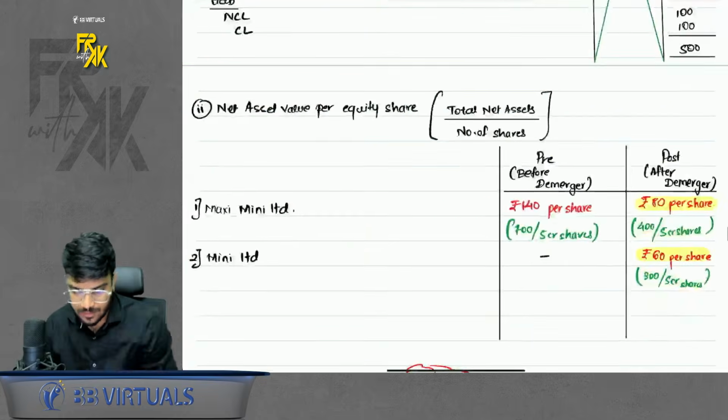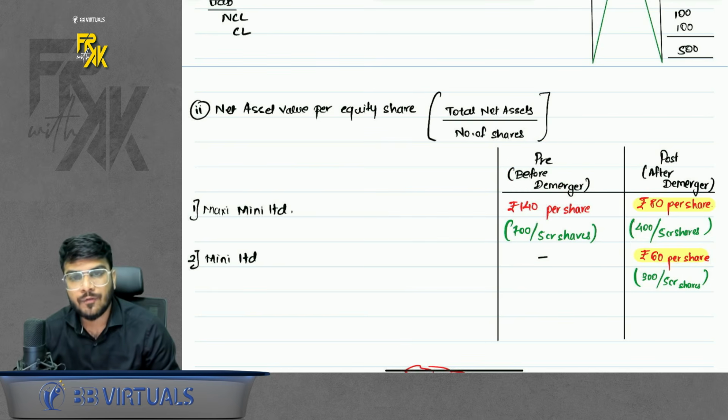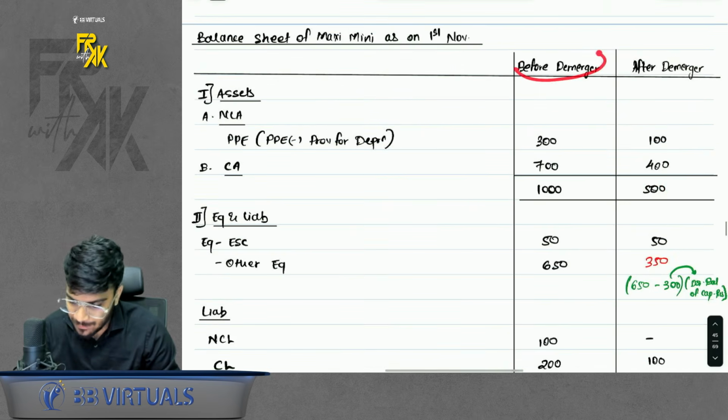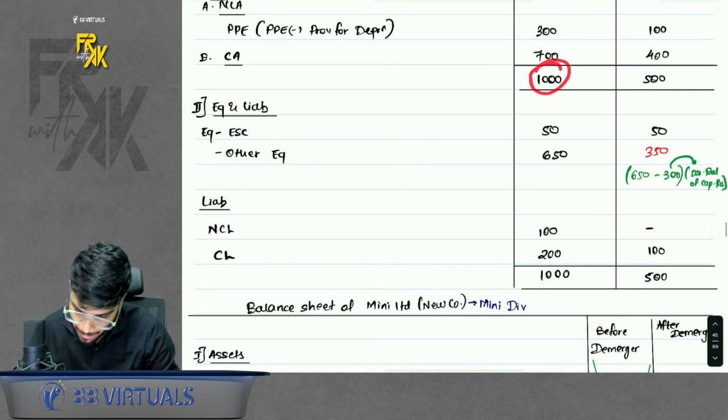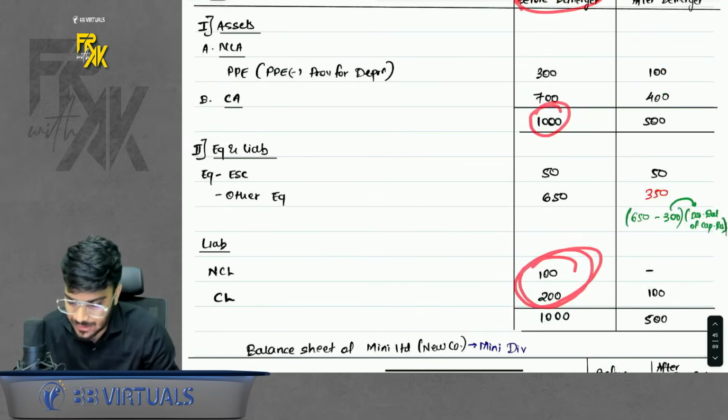How will you find it? Chalo, first let's talk about Maxi Mini Limited. Pre demerger, how will you find net assets? So before demerger, check the net assets. 1000 minus 300. Net assets are 700. And number of shares is, capital was 50 crores. Face value was rupees 10.